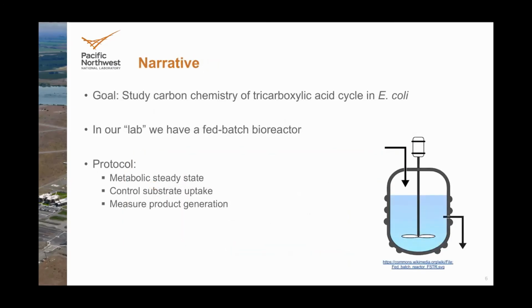So here's our narrative. We're going to do a fictional experiment. We want to study the carbon chemistry of the TCA cycle in some strain of E. coli. And in our imaginary lab, we've got a bioreactor, and a little image there on the right-hand side. Our protocol is we're going to bring the sample up to metabolic steady state. And then we're going to control the substrate uptake rate, we're going to measure it, and we're also going to measure the products that are generated.